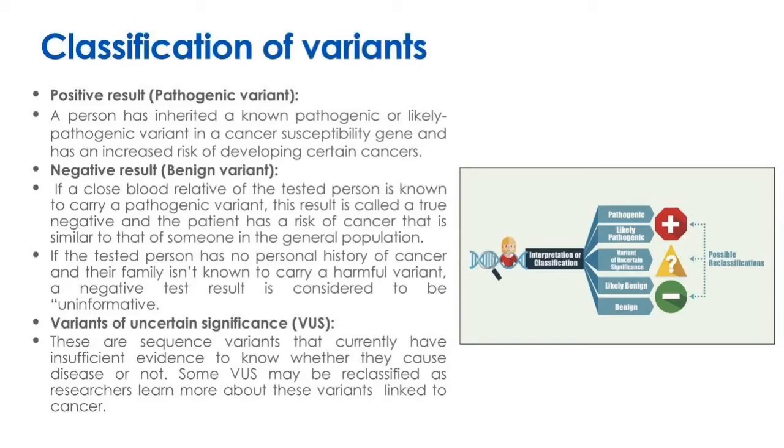We also need to make sure that patients as well as the doctors understand we cannot make any management decisions when there's just a variant of uncertain significance. We also know that the majority of these variants of uncertain significance will be reclassified as benign, negative results, but there are a few that will in future be reclassified as pathogenic variants.